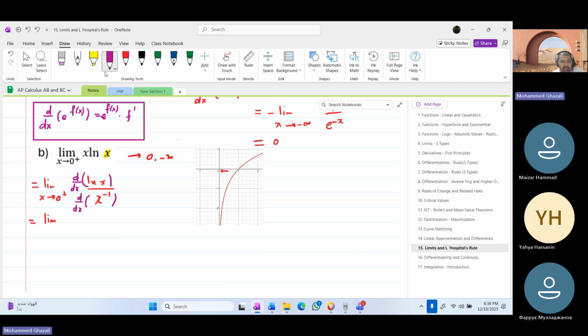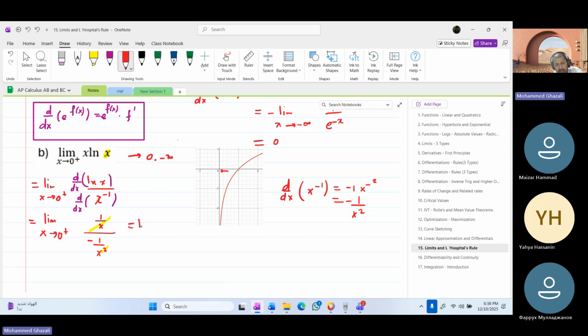The derivative of ln x is 1 over x, and the derivative of x to the power negative 1 is negative 1 over x squared. Check: d/dx of x to the power negative 1 is -1 times x to the power -2, so it's -1 over x squared. Are we good? Now remember, 1 over x over -1 over x squared, and the 1 over x can cancel out.